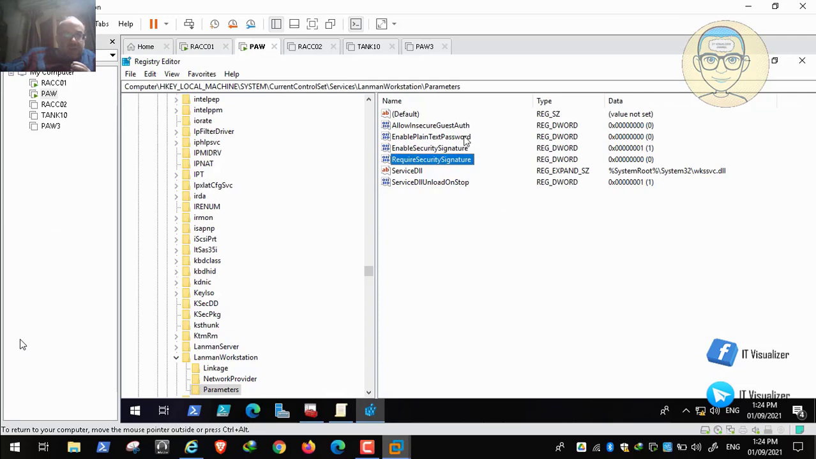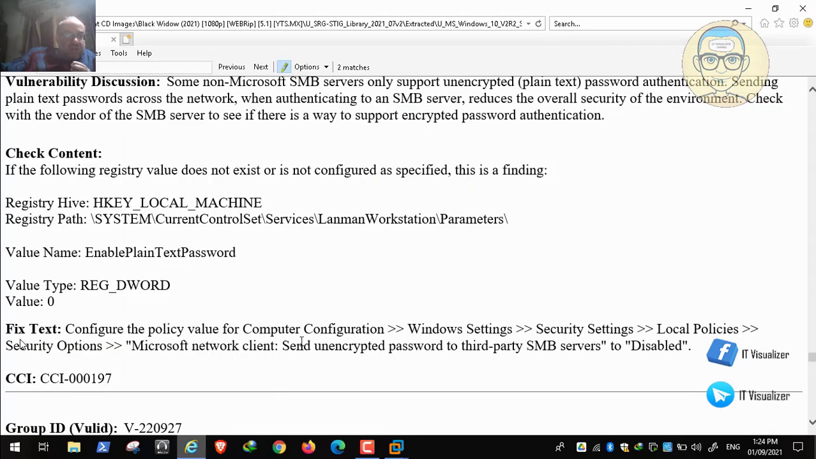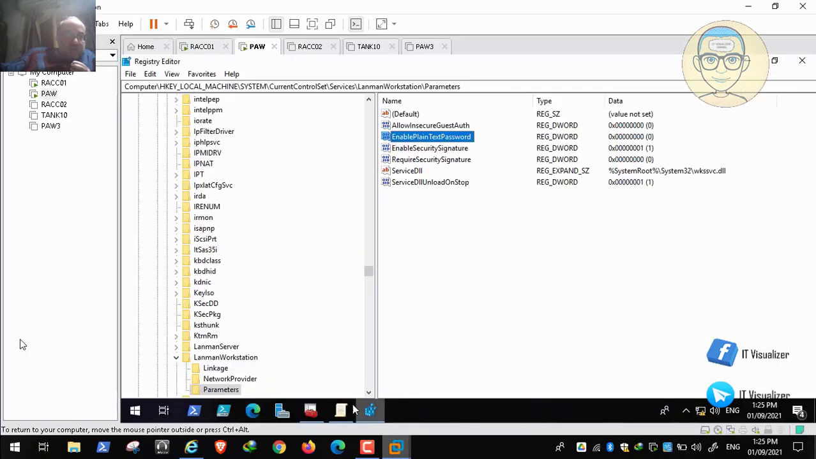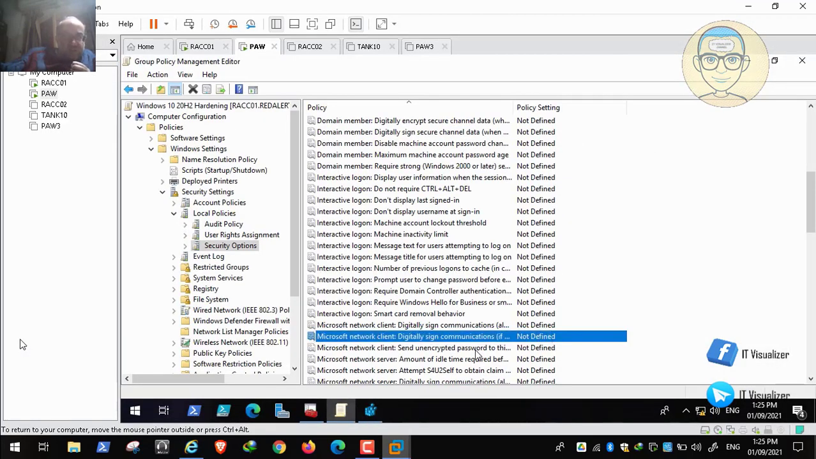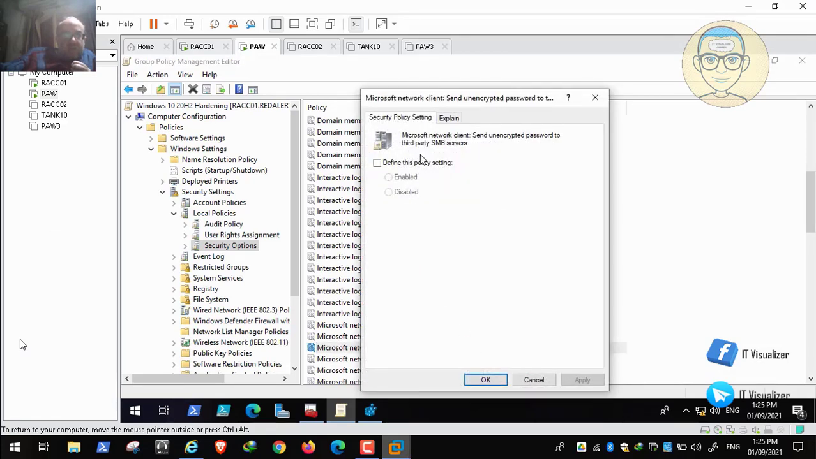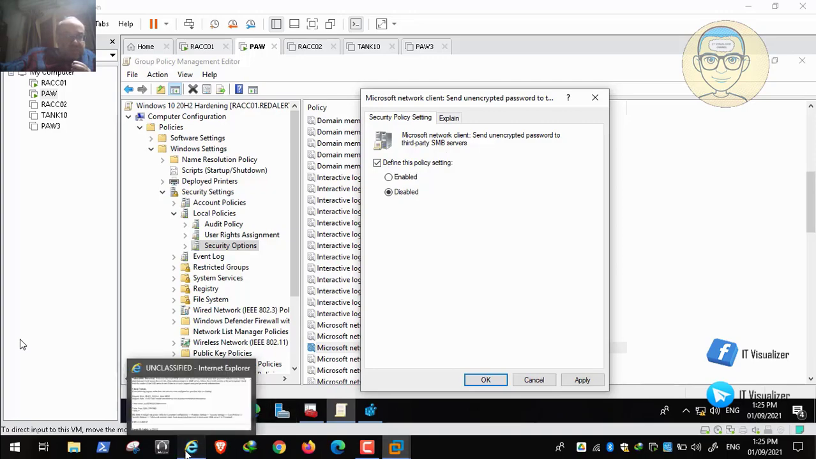Anyway, so let's see. Enable plain text. Here we can see that it is 0, so that means this option is disabled in our network. 0 means it is disabled, 1 means it is enabled. Okay, it is zeros and ones if you are working with the binary system. Anyway, so here we can see that we will disable this option. So that's it.